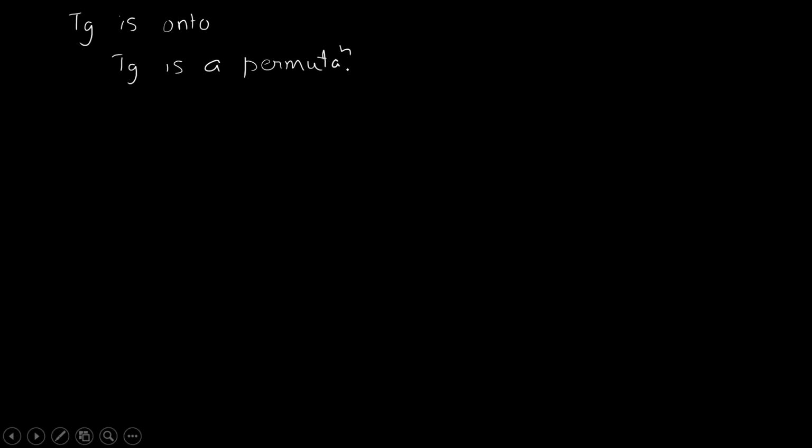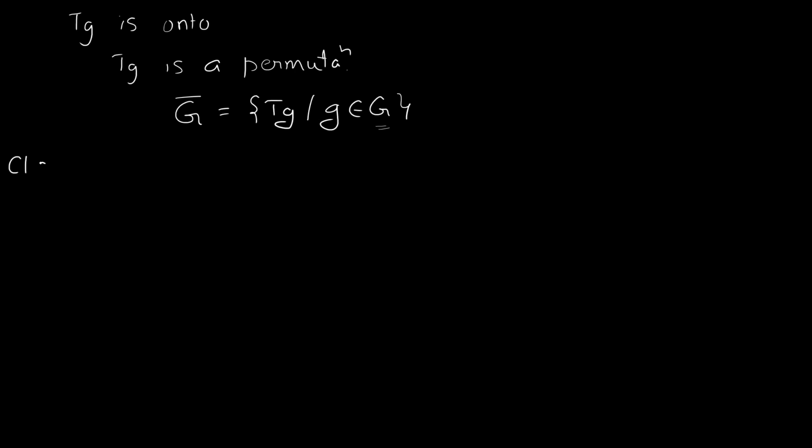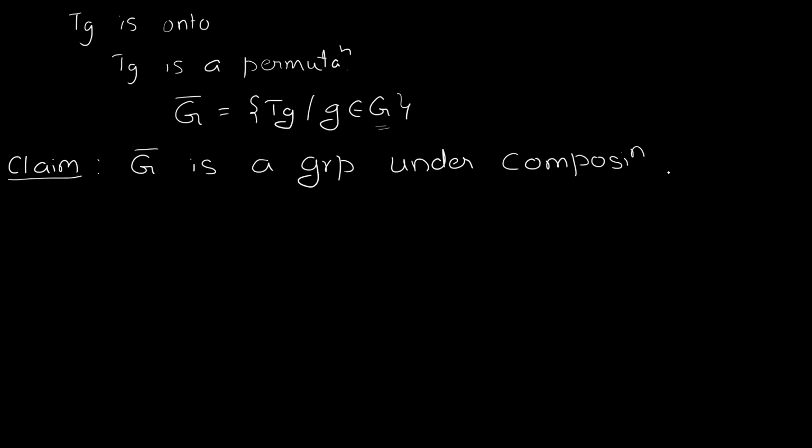Now, since it is a permutation, I will create a group. I will create a set G bar where all such permutations exist: Tg where g belongs to G. So basically, for g1, g2, g3, etc. belonging to this capital G, Tg1, Tg2, Tg3, etc. belong to this G bar. My next claim is to show that this G bar is a group under composition of functions, because the Tg's are functions. So G bar is going to be a group of functions.